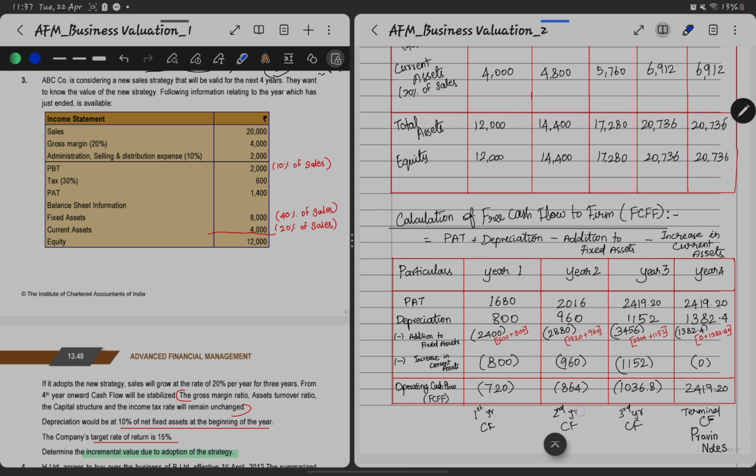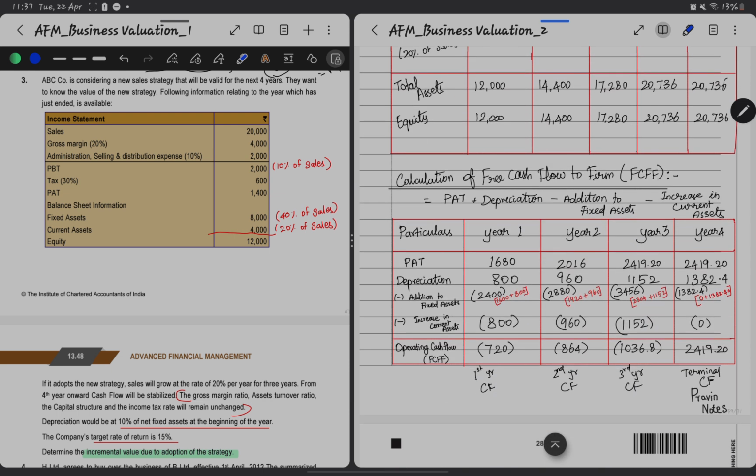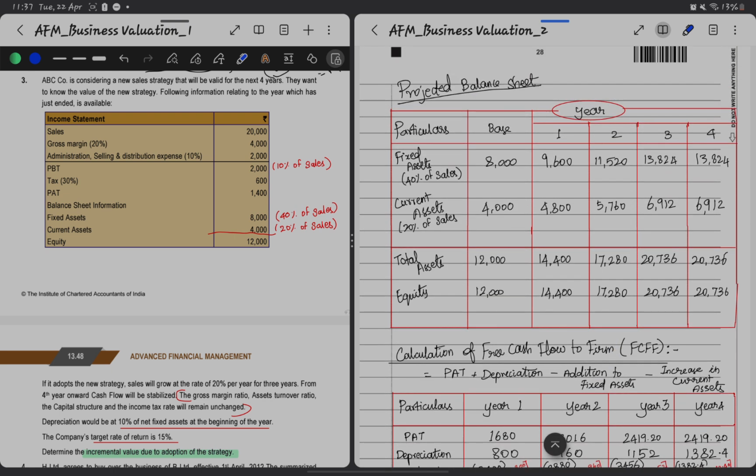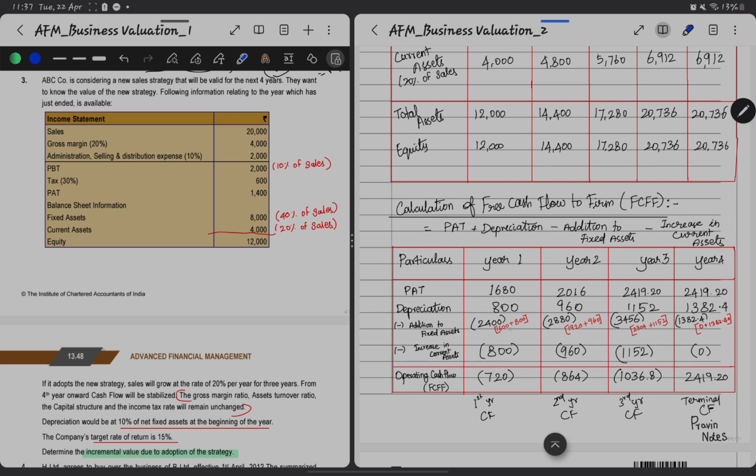Addition to fixed assets, how will we calculate? Whatever has happened in the balance sheet is after depreciation, right? So the number which we have in the balance sheet added to the depreciation will give me the addition during the year. Let's say in the first case the base is 8,000 and in year 1 the closing projection gives us the value of 9600, the difference being 1600.